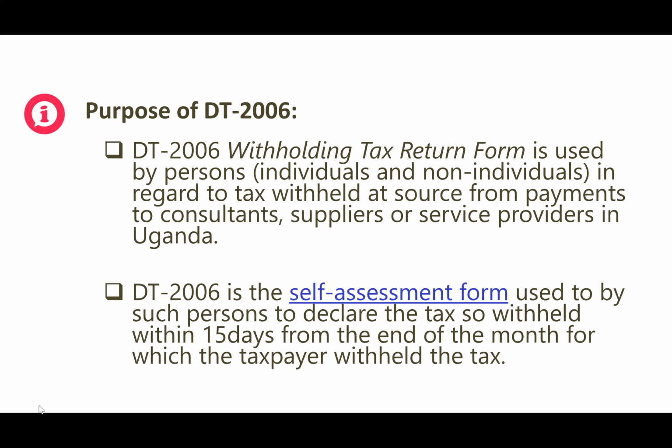So we are saying that the DT 2006 is the self-assessment form used by individuals and non-individuals to declare the tax they have withheld, and this must be done within 15 days from the end of the month for which the taxpayer withheld the tax.